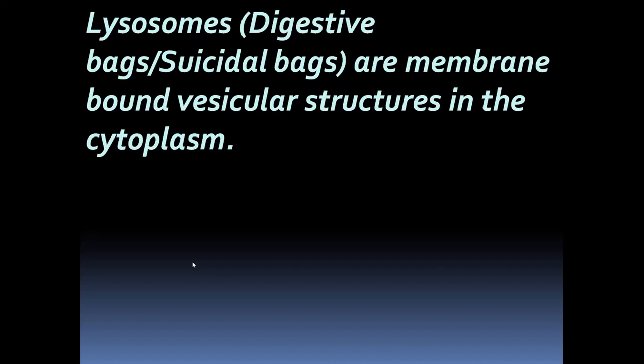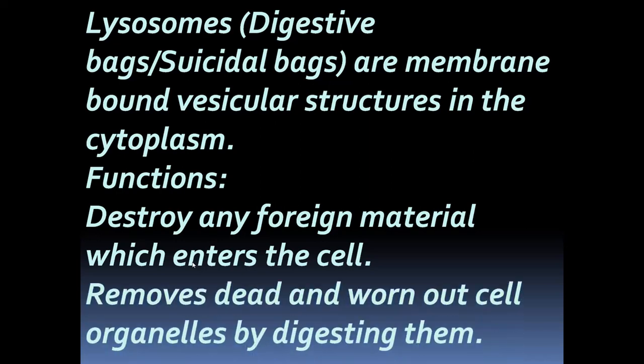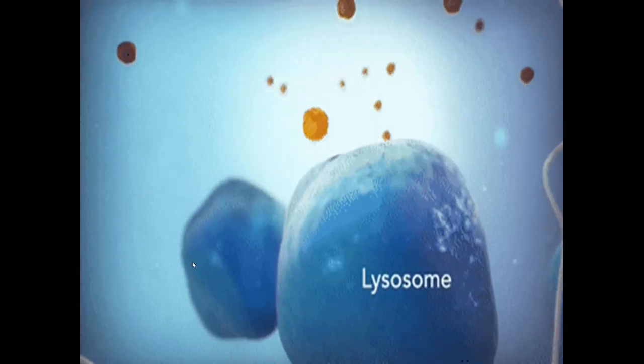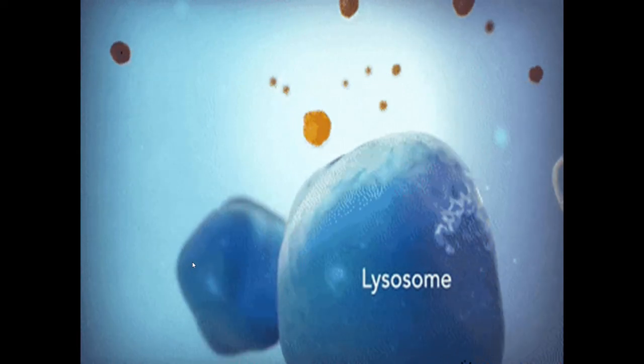These are the membrane-bound vesicular structures in the cytoplasm. The main function is it destroys any foreign material which enters the cell and also helps in the removal of dead and worn out cell organelles by digesting them. These are the structures. One more image of lysosomes.